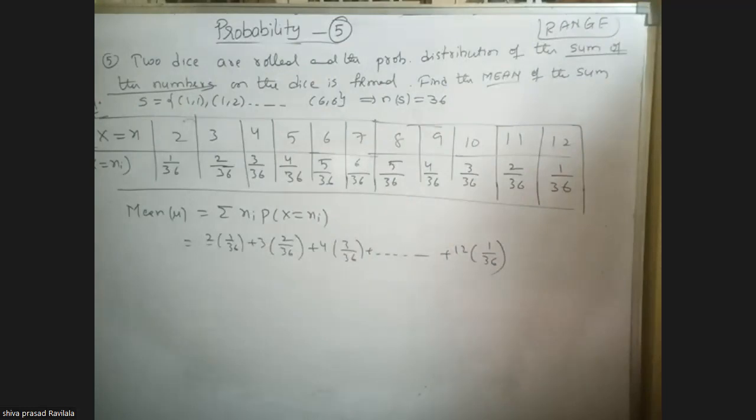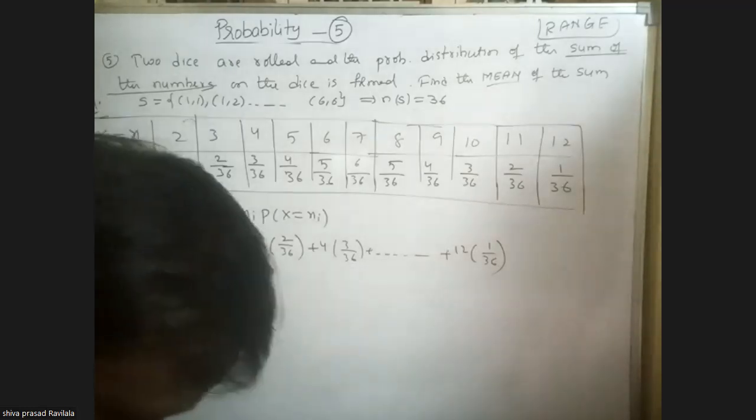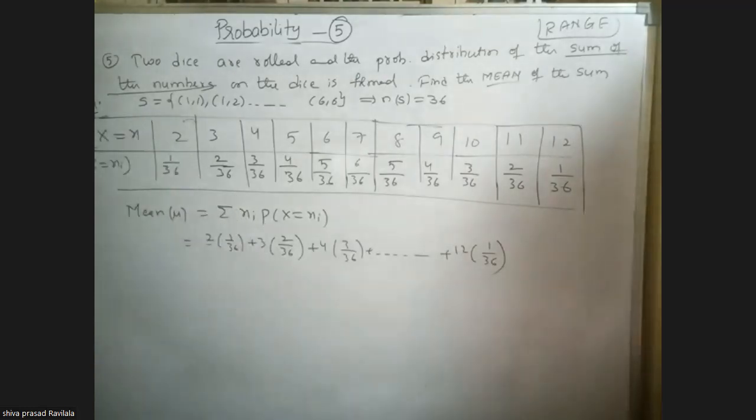Options given? Options not there? Yes, they are there: 7, 8, 9, 10.